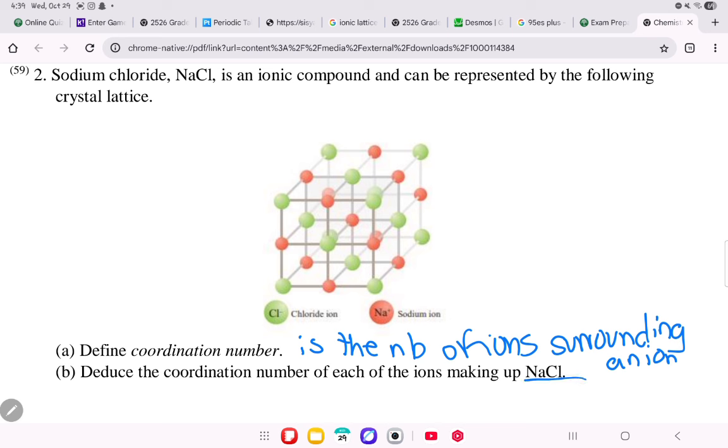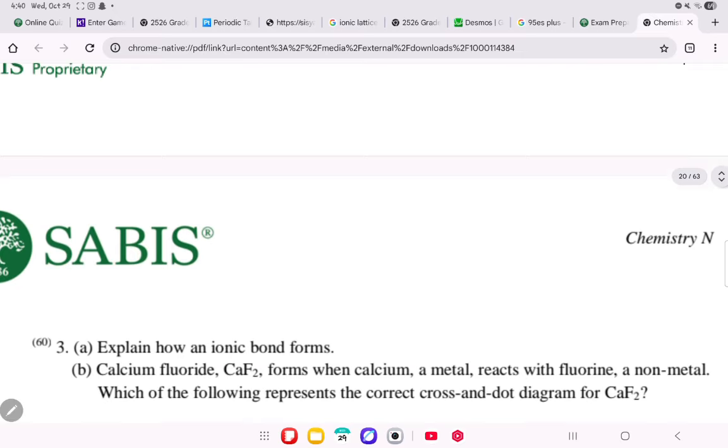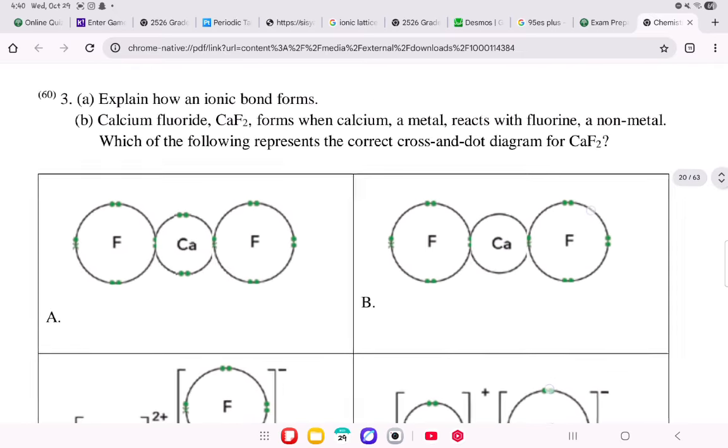And then in NaCl, let us choose, for example, this one over here. This is Na+. Let's see how many surrounding ions it has. We start with 1, 2, 3, 4, 5, and 6. So it has 6 surrounding ions, which means it has a coordination number of 6. Perfect. That's it for part B. We move on to question number 3.